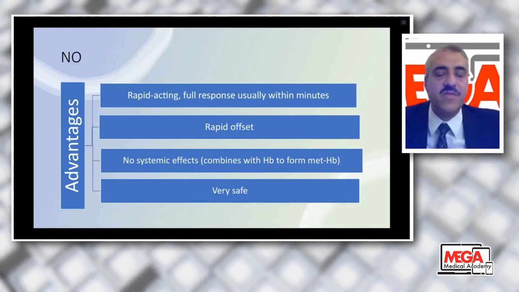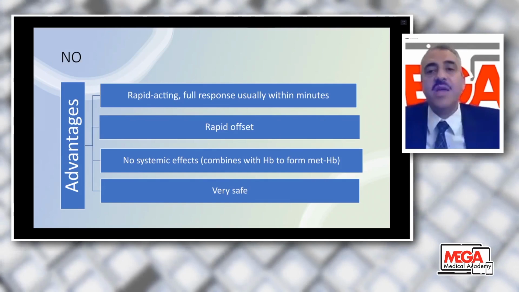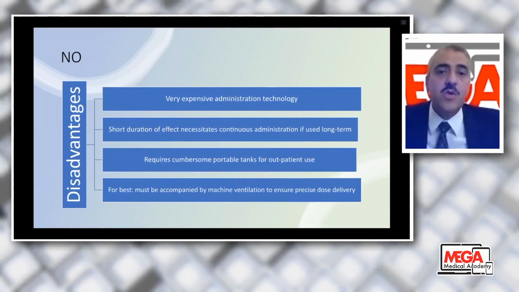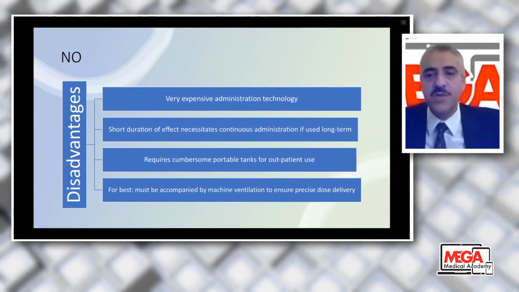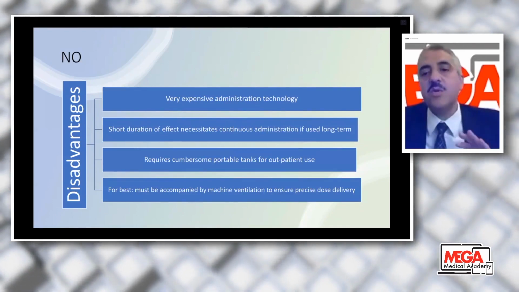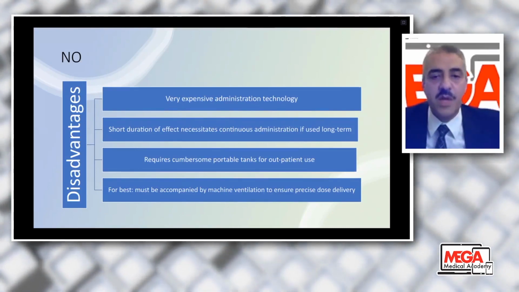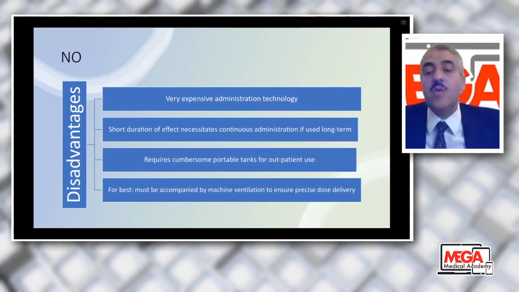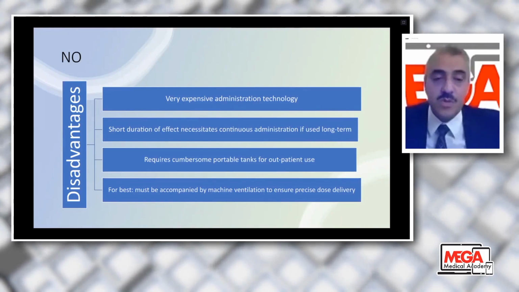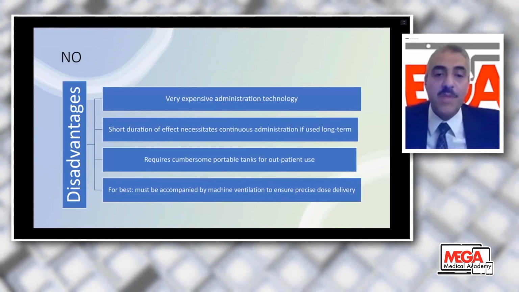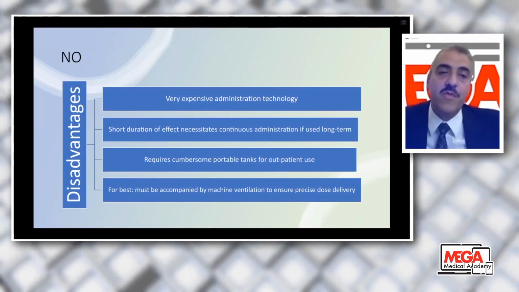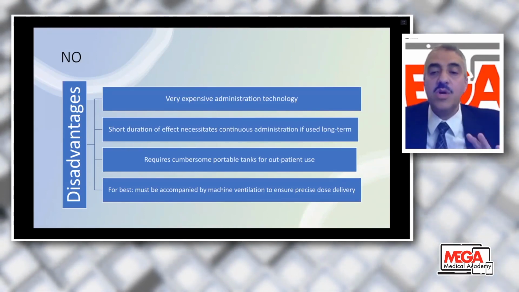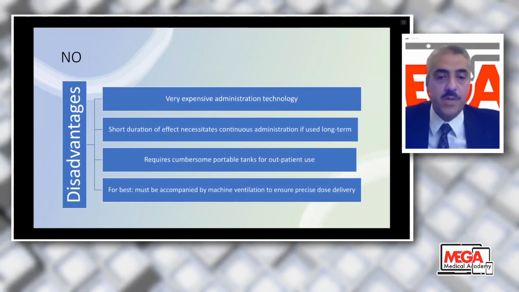The disadvantage of nitric oxide is that it is a very expensive technology to administer to the patient. It has a short duration, and some patients who need long-term treatment necessitate continuous administration. Nitric oxide requires cumbersome portable tanks, which are not suitable for outpatient use. For the best management, it should be accompanied by mechanical ventilation of the patient to ensure precise dose delivery.